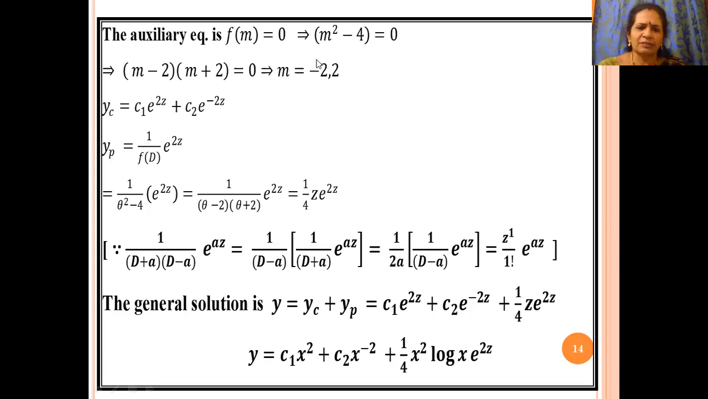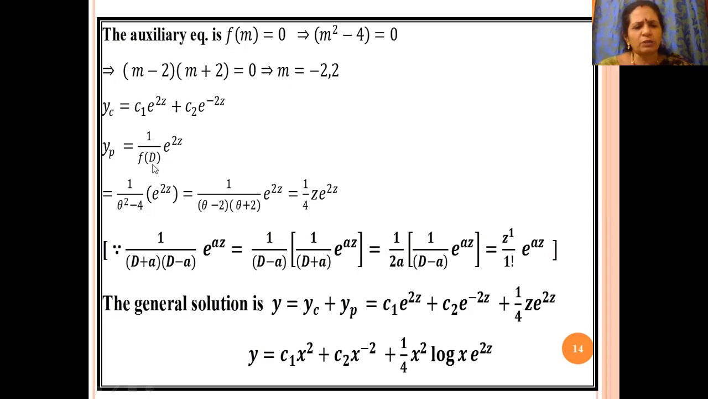Now substitute these two values in the complementary function, then yc becomes c1 into e power 2z plus c2 into e power minus 2z. So directly we can take this as c1 into e power 2z plus c2 into e power minus 2z, from that formula only, because only the real part is there, the imaginary part is 0. So we got yc with both the factors.